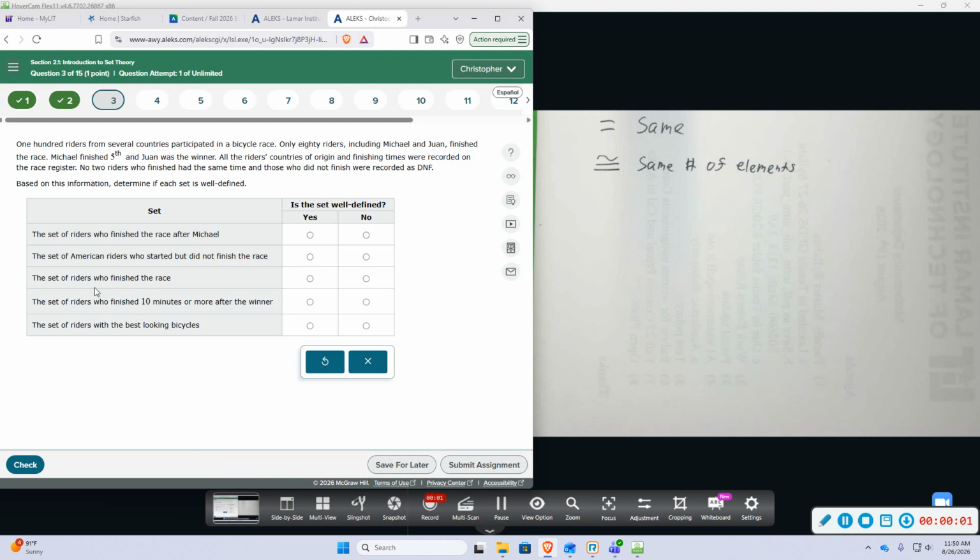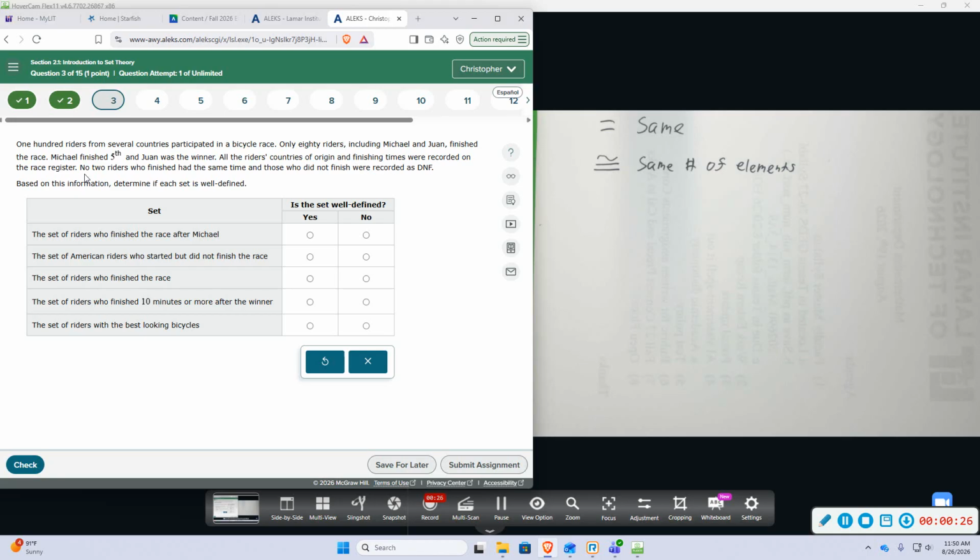All right, question number 3. We have 100 riders from several countries participated in a bicycle race. Only 80 riders, including Michael and Juan, finished the race. Michael finished 5th. Juan was the winner. All riders, countries of origins, and finishing times were recorded on the race register.